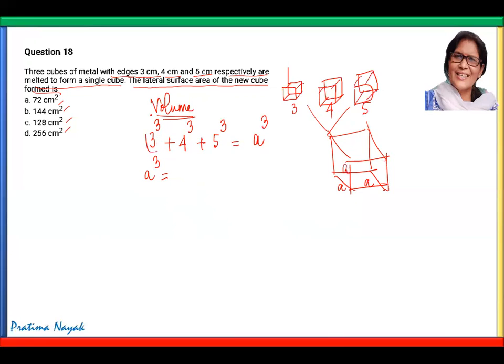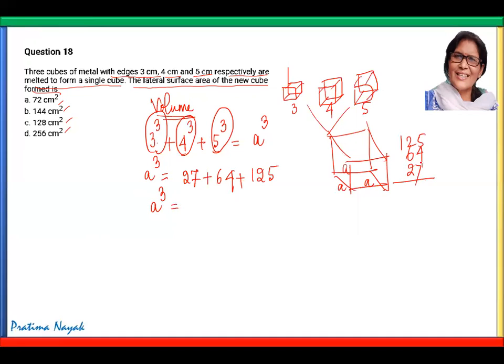3 cube is equal to 27. 4 cube is equal to 4 into 4 into 4, 64. 5 cube is 5 into 5 into 5, 125. So A cube is equal to, add now 27, 64 and 125. 6 carries 1, 3, 9, 2, 11, 2, 216. Now A cube is 216. So A is the cube root of 216.